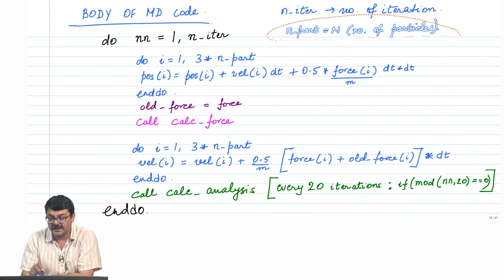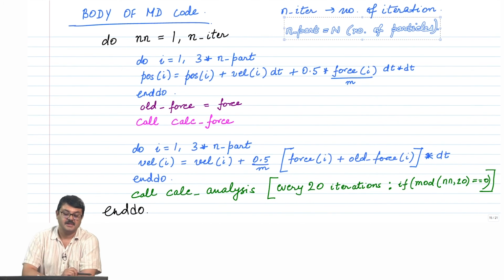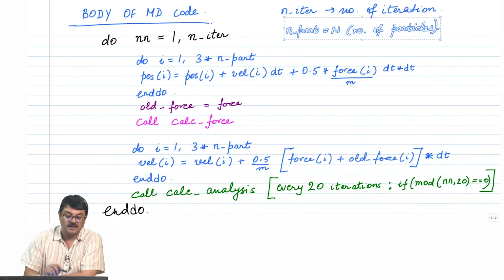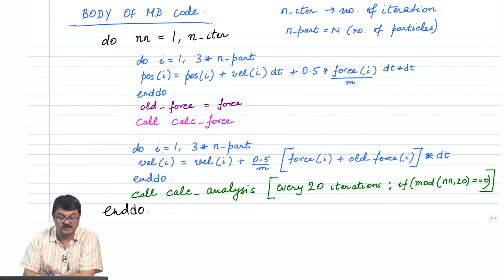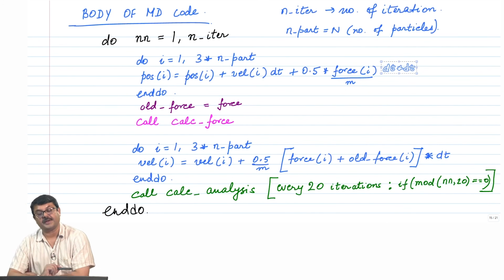N part is the number of particles, right. So I choose n part, n being the number of particles. If you have n particles, you have to update the position x, y and z, so 3 into n part. So pos I equals pos I plus vel I dt, where I runs from 1 to 3 n, into dt, plus 0.5, half, acceleration into dt square, right.